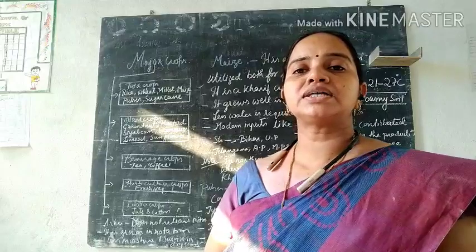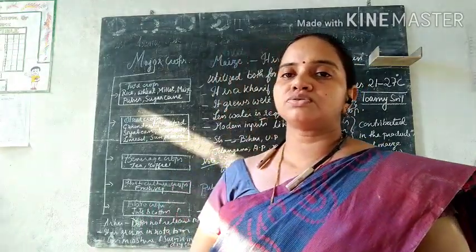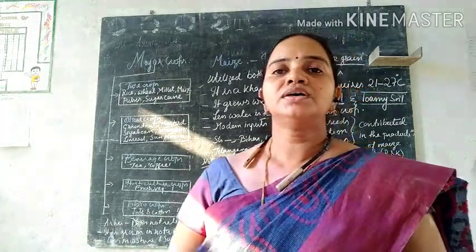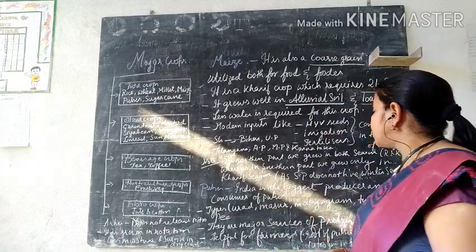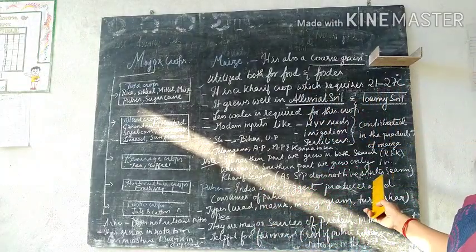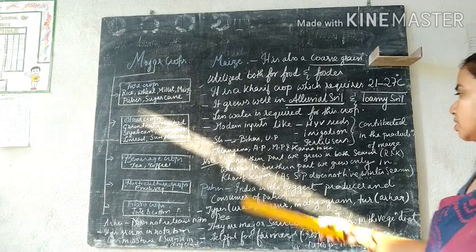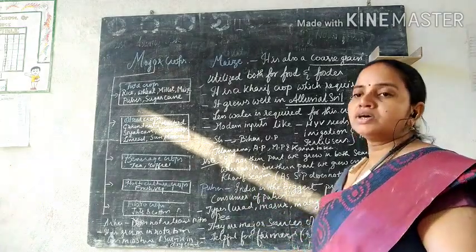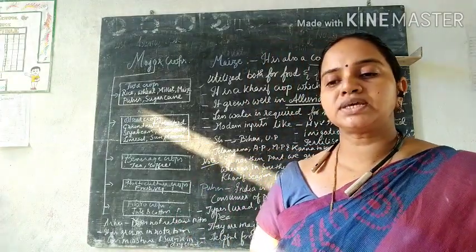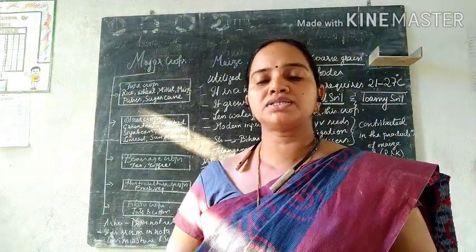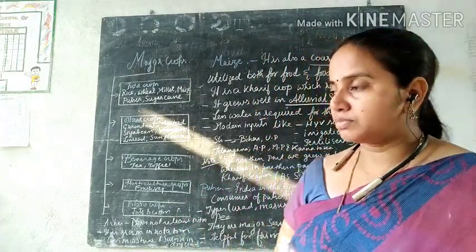Okay, but in the southern part we know that there are no winters, so throughout the year we have a warm climate. So we have only one season in the southern part, that is the Kharif season. We do not have the winter season crop, that is Rabi. So twice in the northern part we grow maize, and once in the southern part we grow maize.